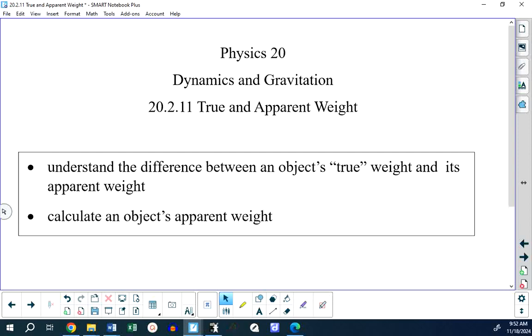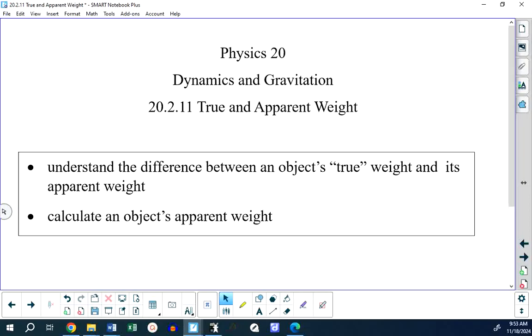So, what we mean by true weight is the weight that a person would have if they were standing on the surface of the earth. That's what we mean by true weight. I don't like the word true here because true implies that there's some inherent weight that, no matter where we are in the universe, that's our weight. And that's not what it means.